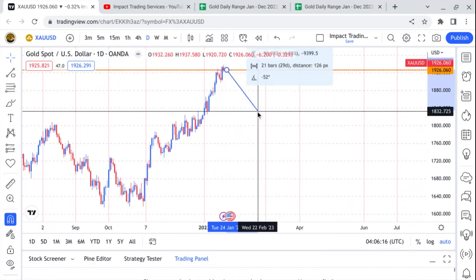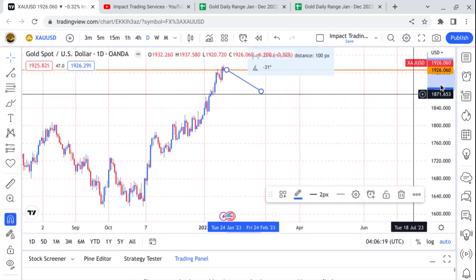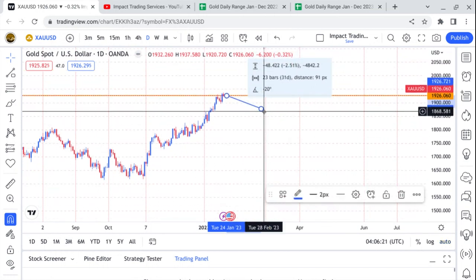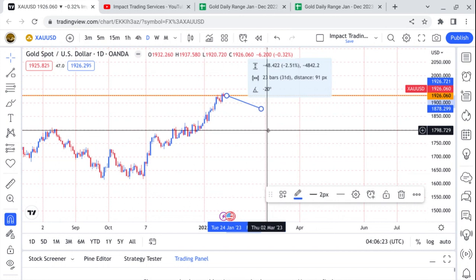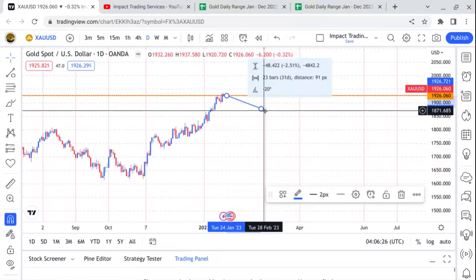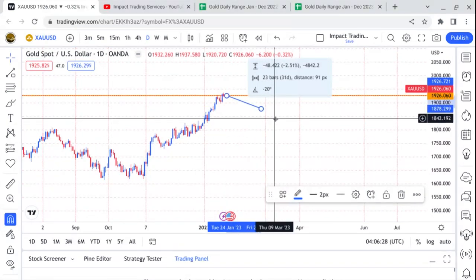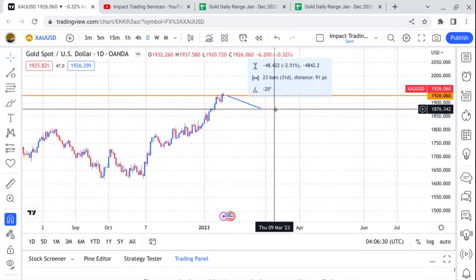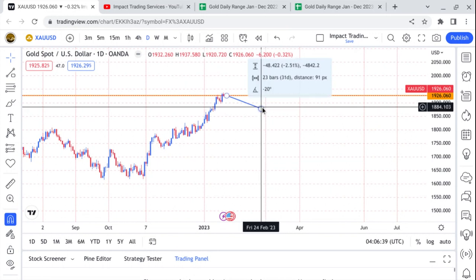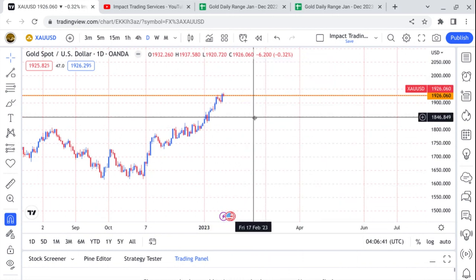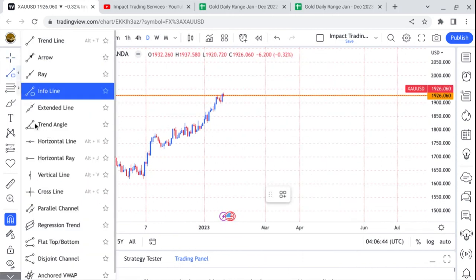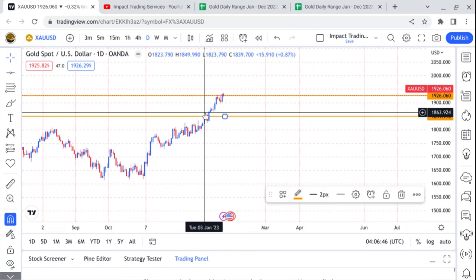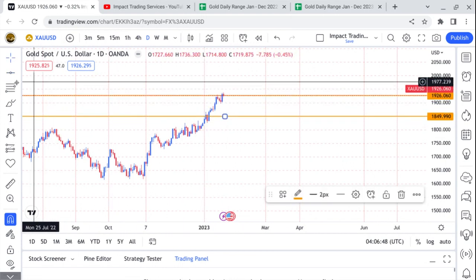So if this day pushes down 4,000 pips, then that puts us into the support area of 1880, and that area will already be drawn on our chart, and then we can look for some long trades in the 1880 area of support should our day move down 4,000 pips from the daily start.